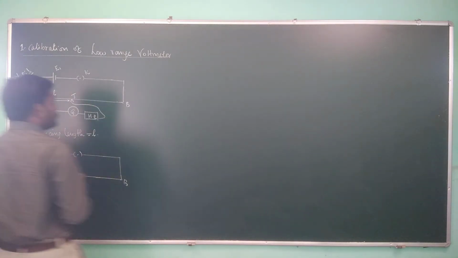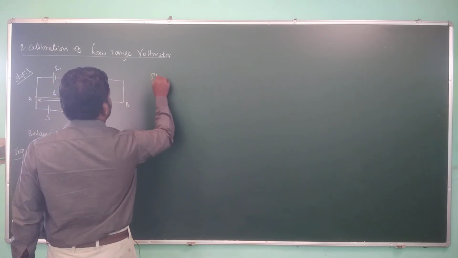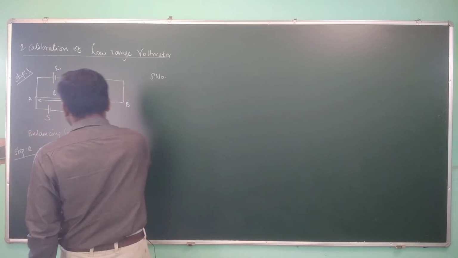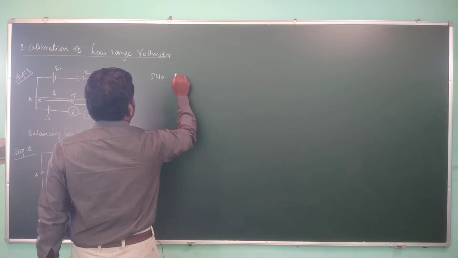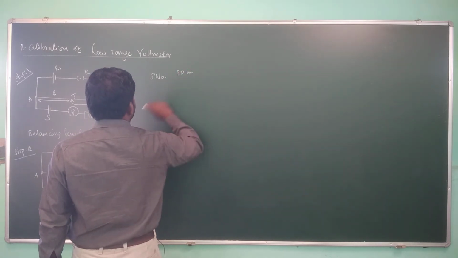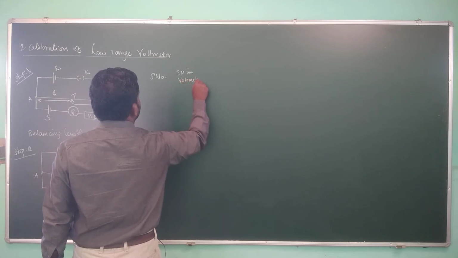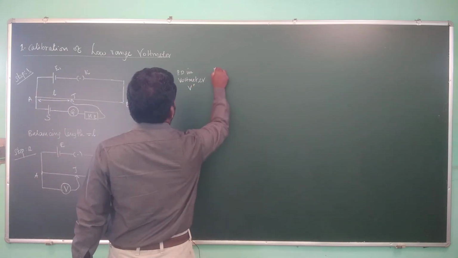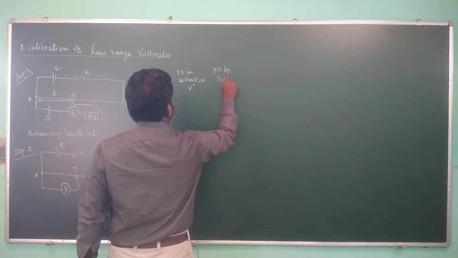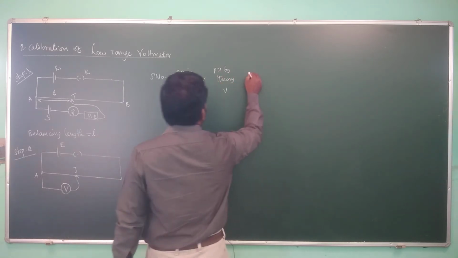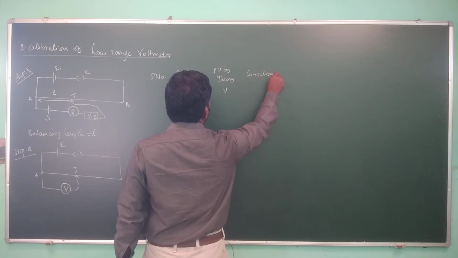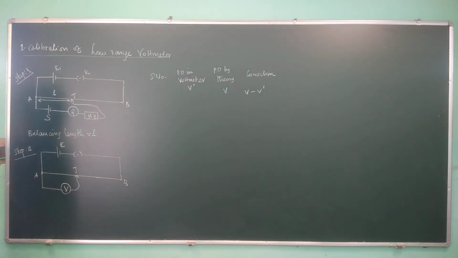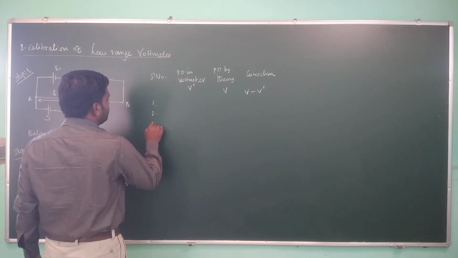What we have to do is make a tabulation, with serial number, then the PD, potential difference measured in the voltmeter, that you can say V prime, and PD by theory, that is V, then the correction, that is V minus V prime, the difference between theory and experiment. Now you can take multiple readings.